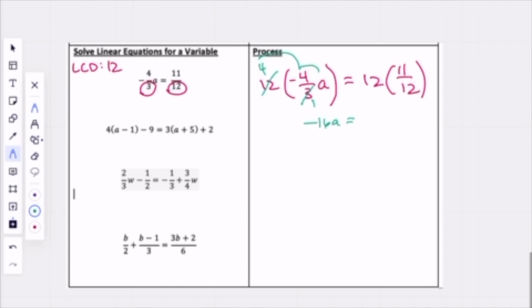And then look, this 12 over 12, they just divide out. And so we have negative 16a is equal to 11. And so a is equal to negative 11 over 16.